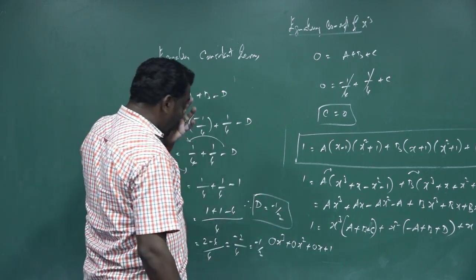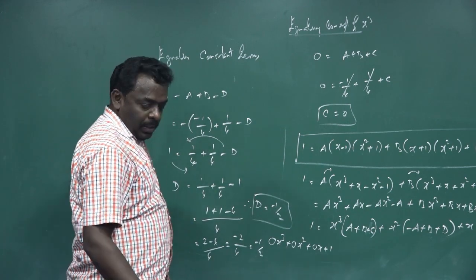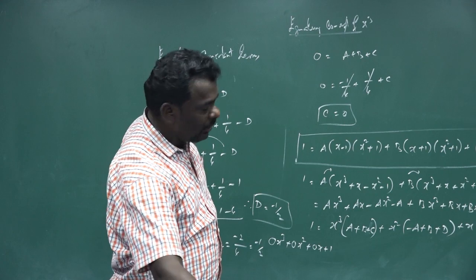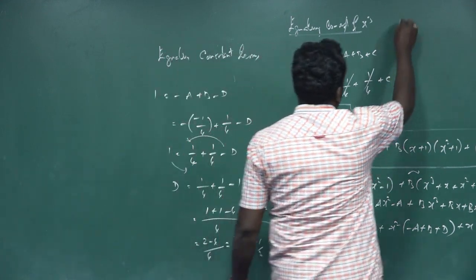So now we know the values of a, b, c, d. Now we have to substitute the values of a, b, c, d in the first equation. What is the first equation?